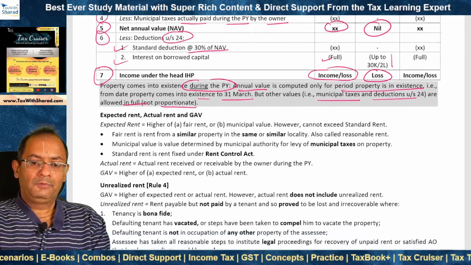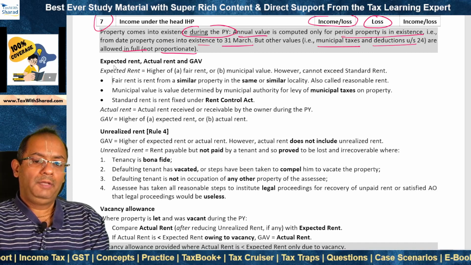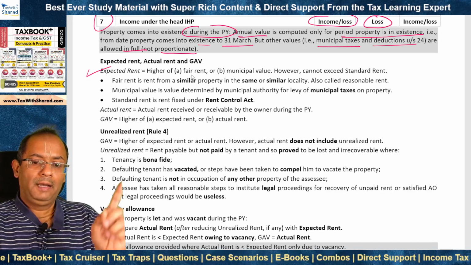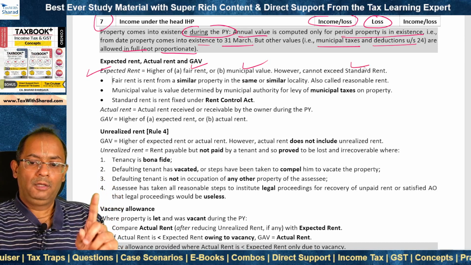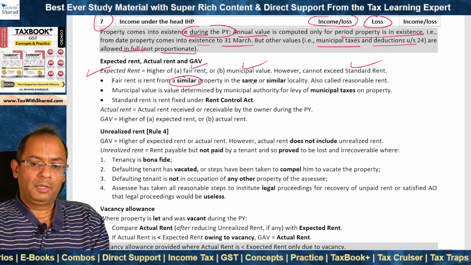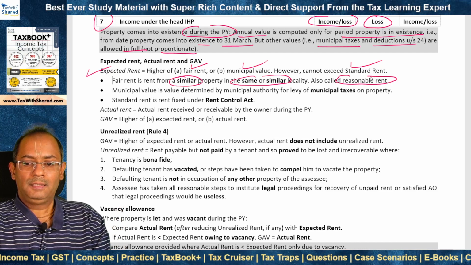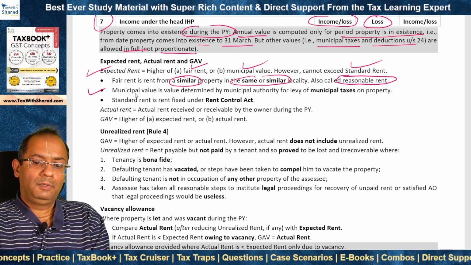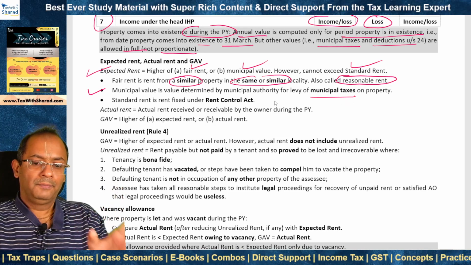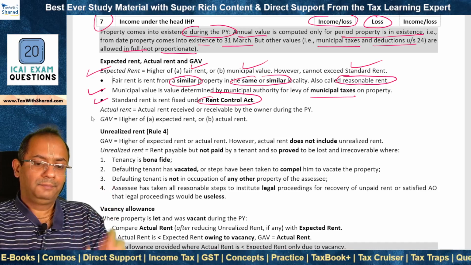Now we look at each of the items which we have discussed in the master chart. So first we compute GAV, and for GAV we need to find out the amount of expected rent and the actual rent. So what is the expected rent? As we noted above, it is higher of fair rent or municipal value, but it cannot exceed the amount of standard rent. What is fair rent? Fair rent is the rent from a similar property in the same or similar locality, and in the question it may also be referred to as reasonable rent. What is the municipal value? It is the value determined by the municipal authority for levy of municipal taxes on the property. What is the standard rent? It is the rent which is fixed under the Rent Control Act of the relevant state.